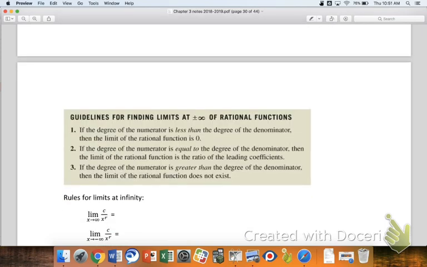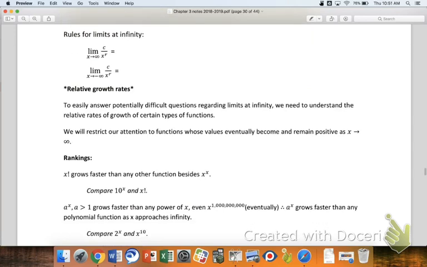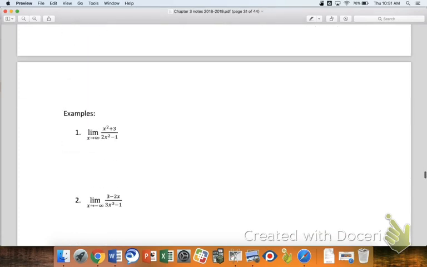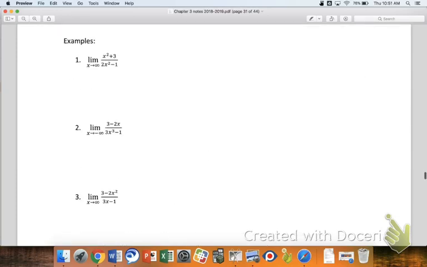If for whatever reason you didn't get to that intro video, you'll want to. Within that intro video, there are these rules for limits at infinity, and then the rankings. The rankings thing is, I think, sort of interesting and will be a huge help to you to be able to do things quickly when you encounter certain types of questions. So what do I have here? Five, six examples. Let's just do a couple of these.